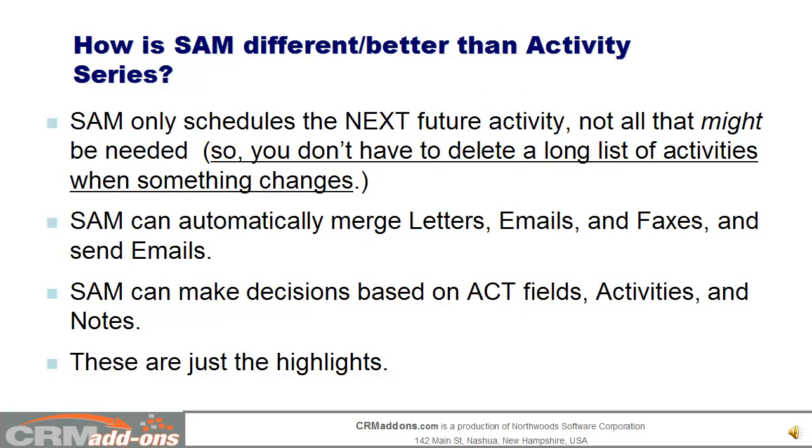It only schedules the next future activity, not all that might be needed. The reason it does that is so it can make decisions and go down different paths and schedule different things. So you don't have to delete a long list of activities when something changes. It's always scheduling just the right activity. It can automatically merge letters, faxes, and emails. And it can make decisions based on ACT fields, activities, and notes. These are just the highlights.